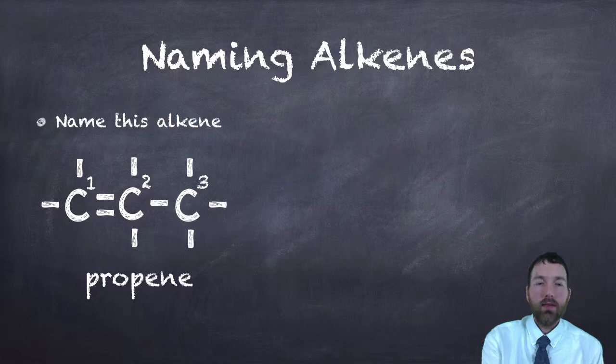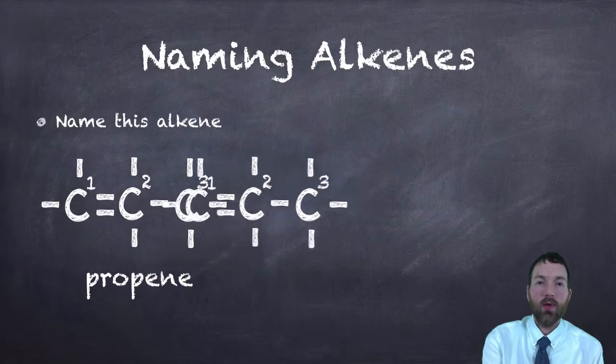And that's it. You may be asking, why isn't it 1-propene? Aren't we supposed to give a number to the double bond? And usually yes, but in small alkenes, no, because it doesn't matter which way you draw this one, it will always be propene. So let me show you here.